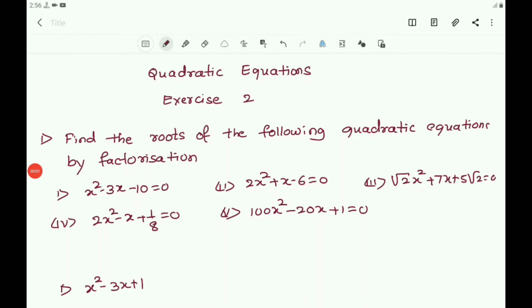Dear children, let us continue the chapter quadratic equations. Now, let us start exercise 2 of that chapter. First one is: find the roots of the following quadratic equations by factorization. Here there are 5 quadratic equations. We have to find the roots of these quadratic equations by the method of factorization.